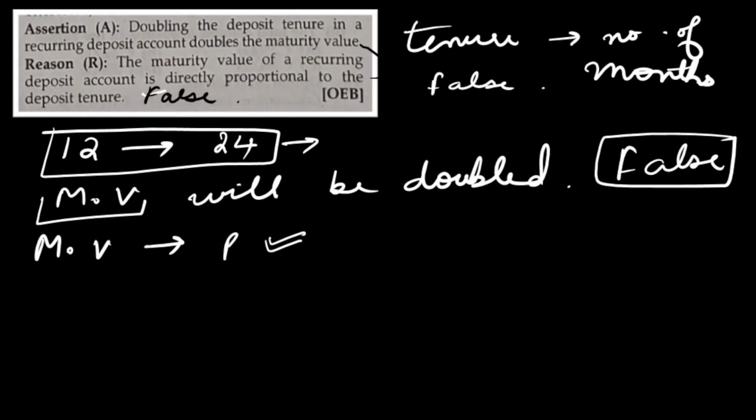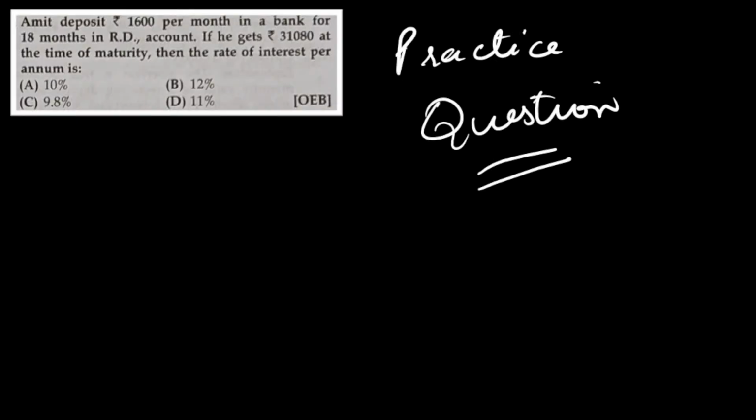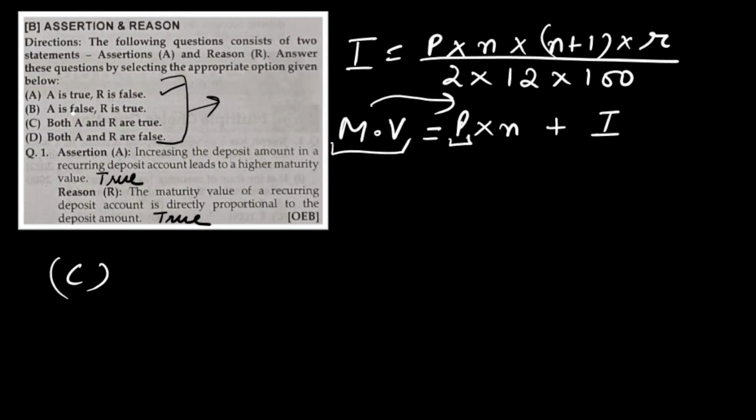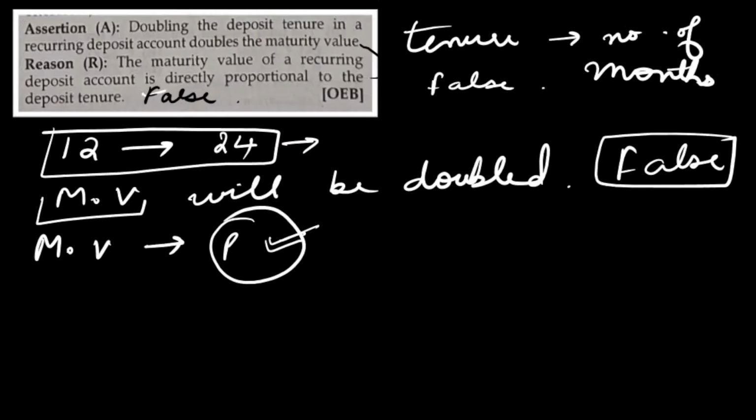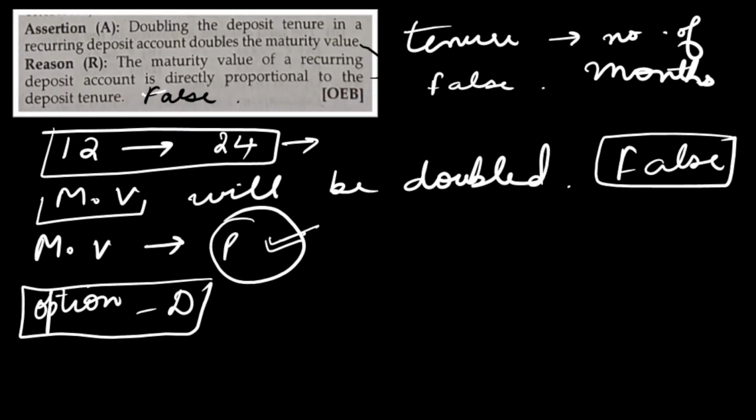Directly proportional means the same thing will happen. Moreover, maturity value depends more on the principal value. So this is also false. So both the options are false. So which option is the correct? A is also false. R is also false. So these are the options I have shown you here. Both A and R are false, so that means option D is the correct answer. Option D.